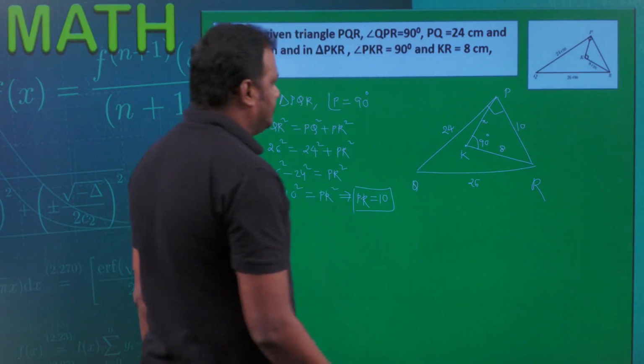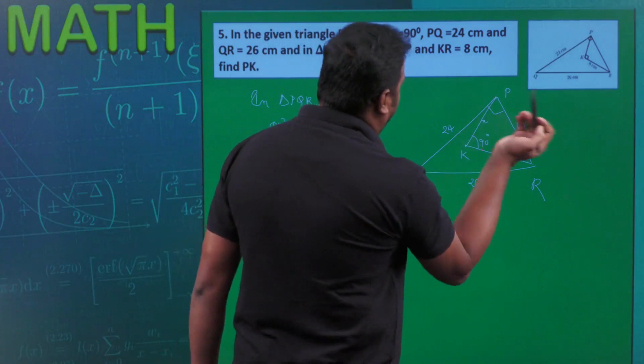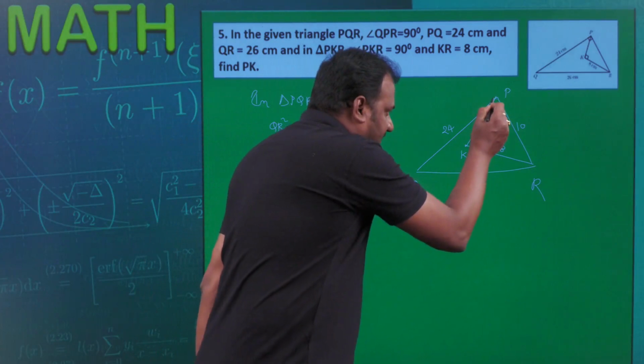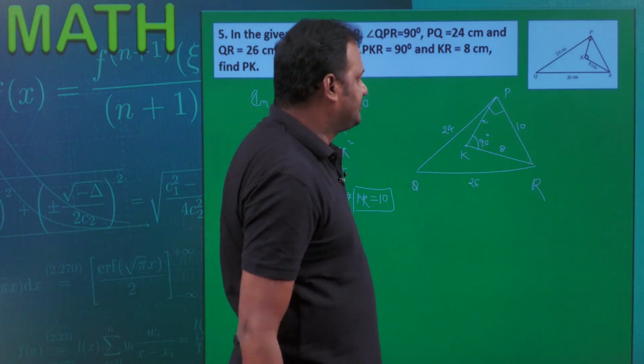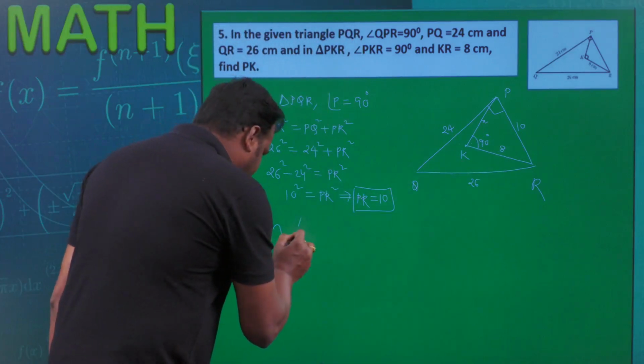What do you want then? You want PK. Again you can apply Pythagoras theorem for the small triangle. What is that small triangle? PKR triangle. Since it is 90, the opposite side is the hypotenuse. This is one side and this is another side. In triangle, what is the triangle?